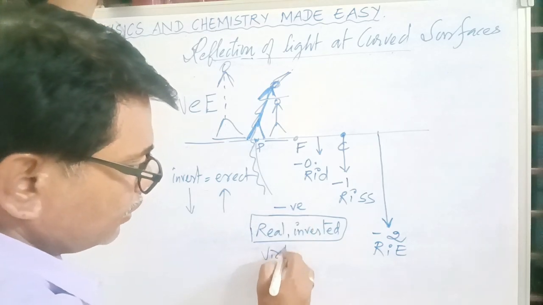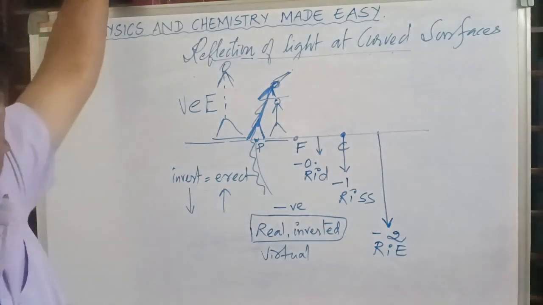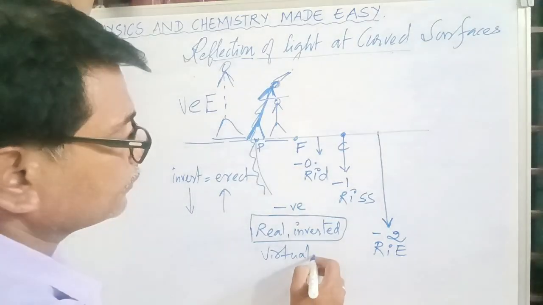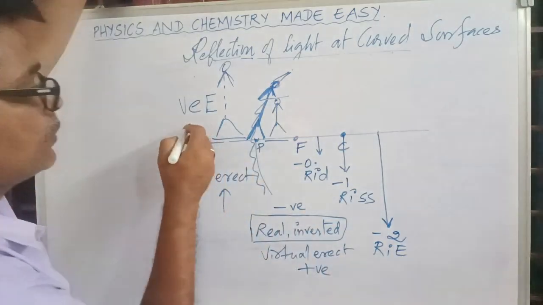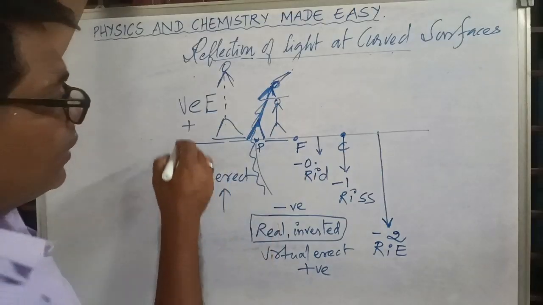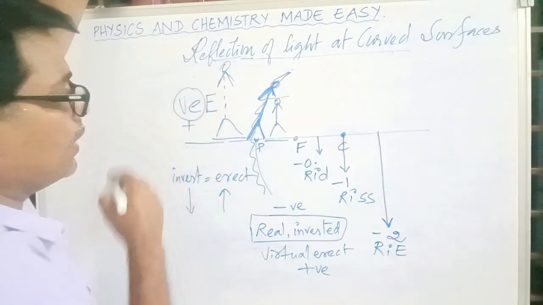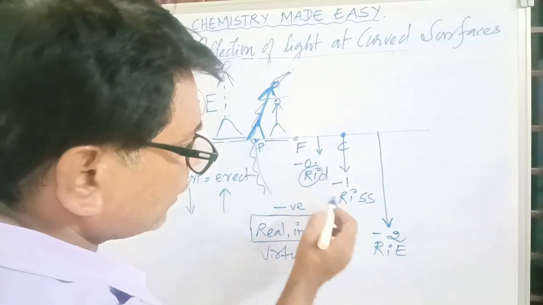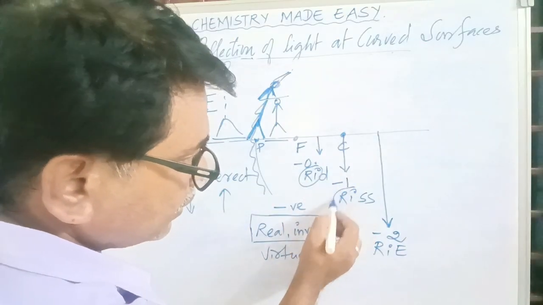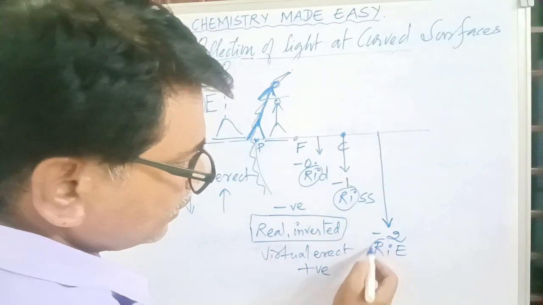Now, I told you real inverted you are giving a minus sign. So for virtual and erect we give the sign plus. Plus is to indicate that it is virtual erect. Minus is to indicate what? Real inverted. Once again I am telling you, minus means it's real inverted.